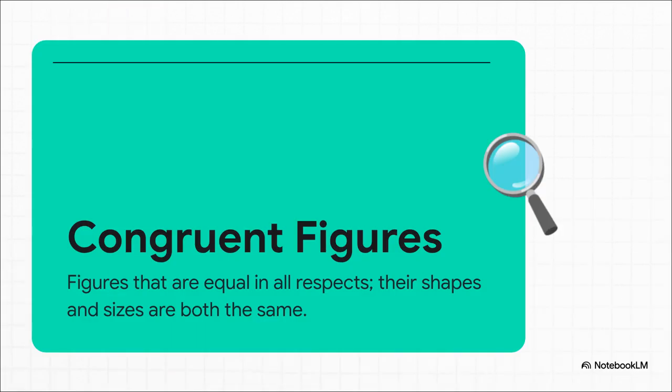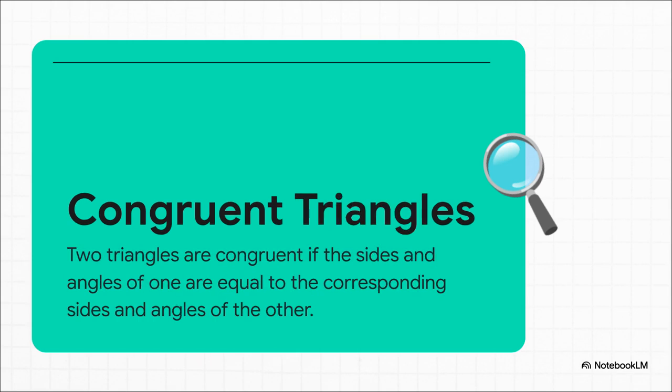Okay, so first things first, let's talk about congruent figures. Just think of two identical 10 rupee coins. If you put one right on top of the other, they cover each other perfectly, right? That's exactly what congruent means. Figures that are equal in every single way. Same shape, same size. So when we apply this idea to triangles, it's the same thing.